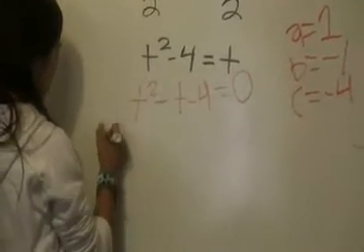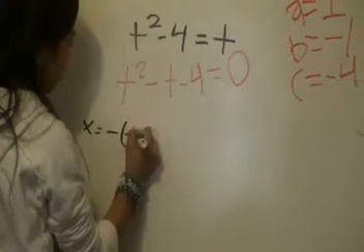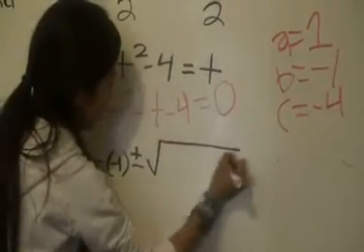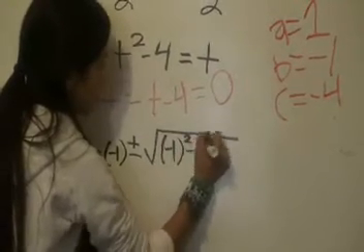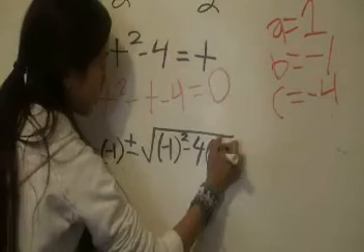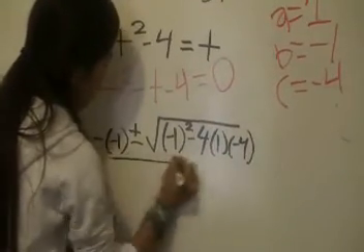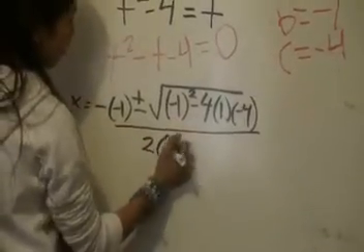So it becomes x is equal to negative b, and b is negative 1. And it becomes plus or minus the square root of b squared, so it's negative 1 squared, minus 4a, which is 1, and c, which is negative 4. And it was all over 2, and then a, which is 1.